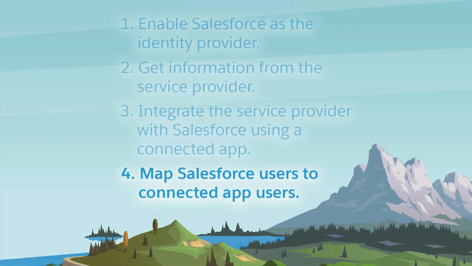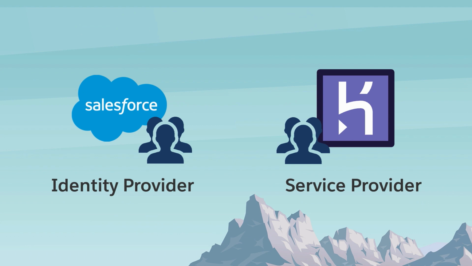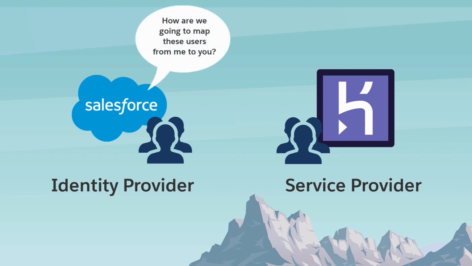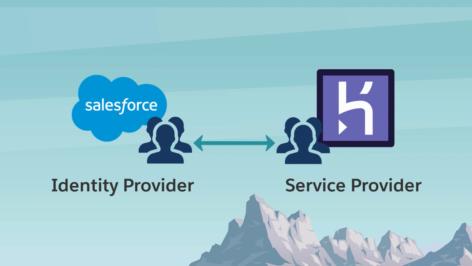After sharing the metadata with the service provider, it's time to map users in the Salesforce org to the app. Keep in mind that the way you map users depends on the service provider, and some service providers even handle this step for you. Communicate with your service provider to figure out how to handle this step. By mapping users, you make sure your Salesforce org and service provider agree on how to represent users.